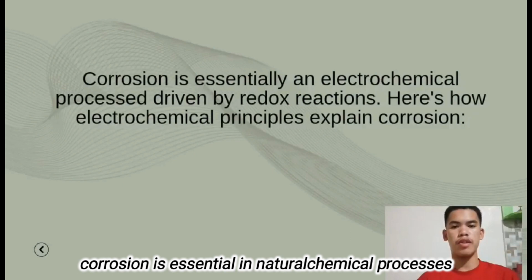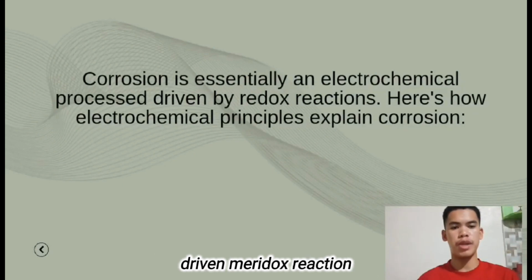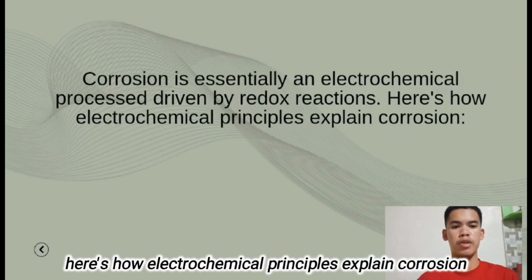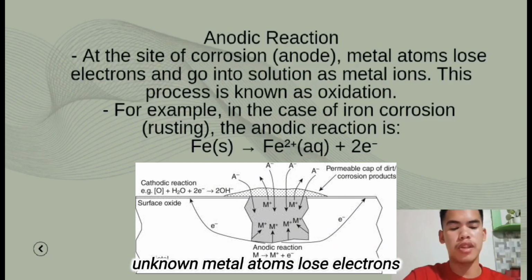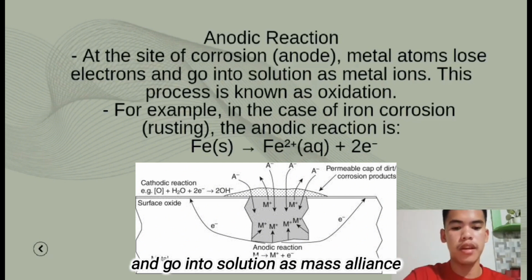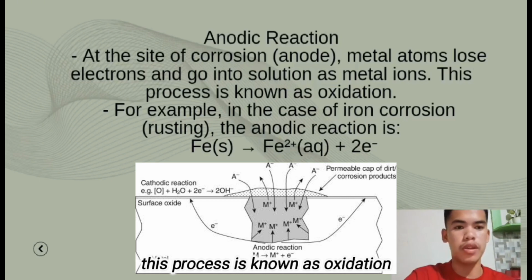Corrosion is an electrochemical process driven by redox reactions. Here's how electrochemical principles explain corrosion. First things first, the anodic reaction. At the site of corrosion, the anode, metal atoms lose electrons and go into solution as metal ions. This process is known as oxidation.